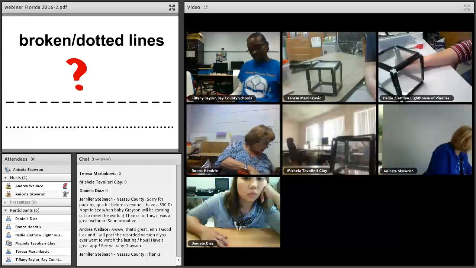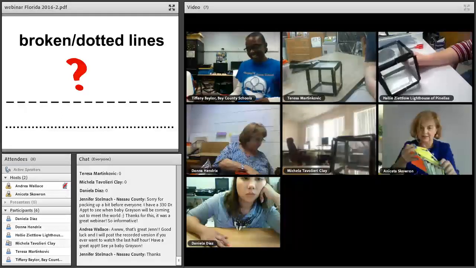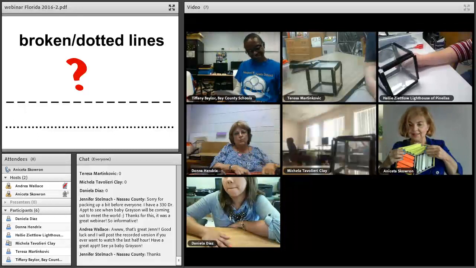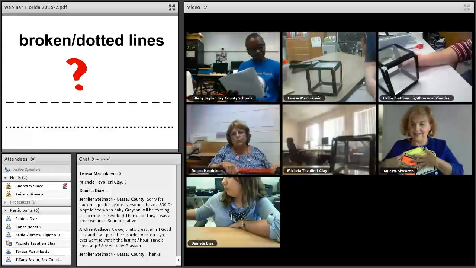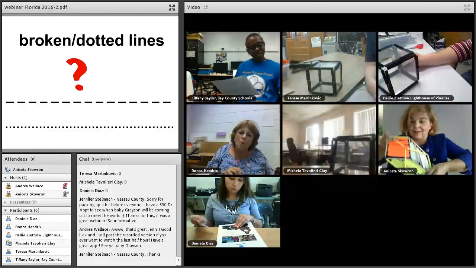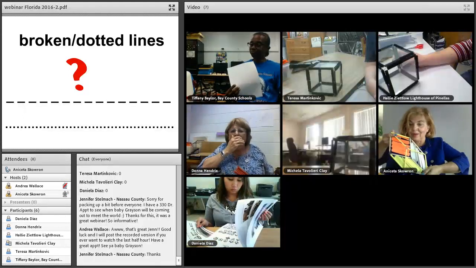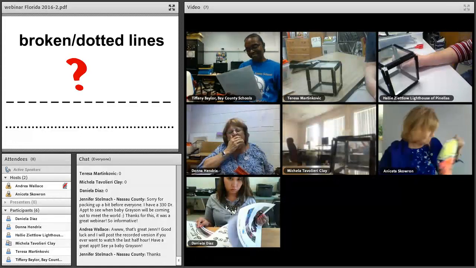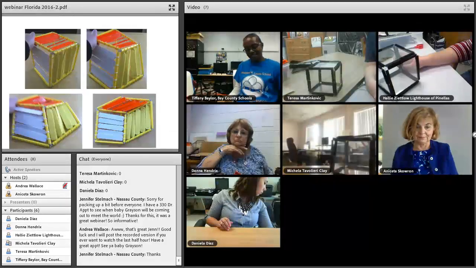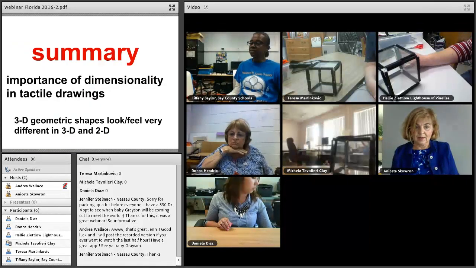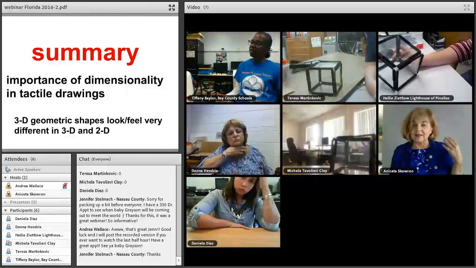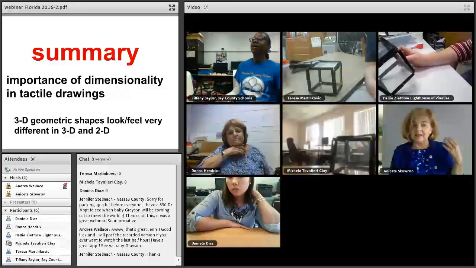And why is this happening? Because here is another model that I made. This is the same cube, and when you put it flat, you can see that those spaces obscure what goes on at the back. So that's why you have a broken line and you don't see this. So you can have another model for showing what's happening. You can see that dimensionality is very important in tactile drawings, and it's something to talk more about and make easier.